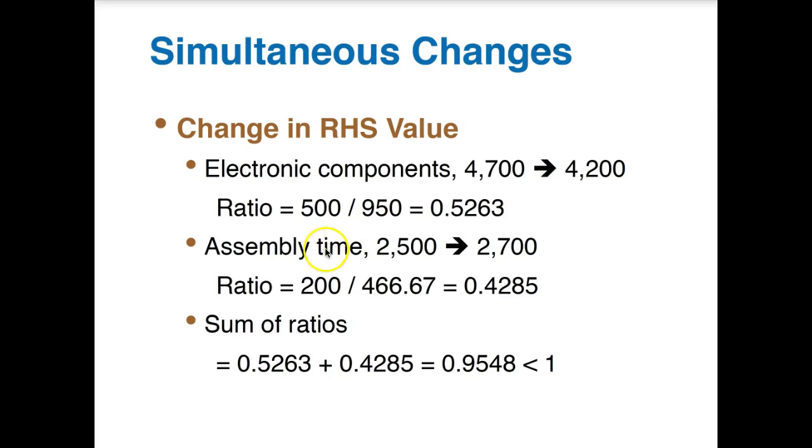Okay, we see that our assembly time is 2,500 originally, and we want to increase that to 2,700. So in this instance, that's a 200-hour change, which is going to be a 42.85% change in our total model. And of course, if we add those up, we see that together that is a 95.48% change, which is less than 100% or 1, so we're good. Now, we're going to get into how we actually get these values. We're going to go back to our sensitivity report and actually see how we calculate this.